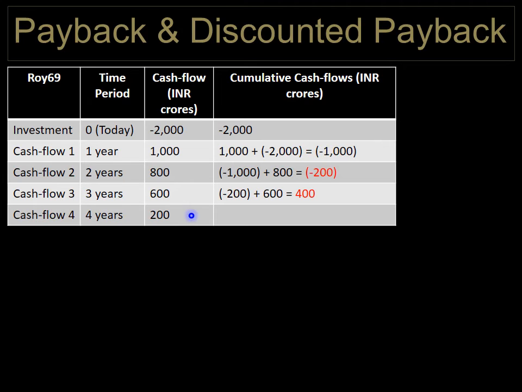Now I'm just going to find a cumulative balance. At time 0, today, it's minus 2,000. I'm finding the payback period in this slide. After 1 year, out of the 2,000 that he invested, 1,000 was recovered, which came from here. That means I still have 1,000 pending. At the end of year 2, from the 1,000 pending, 800 more was recovered.